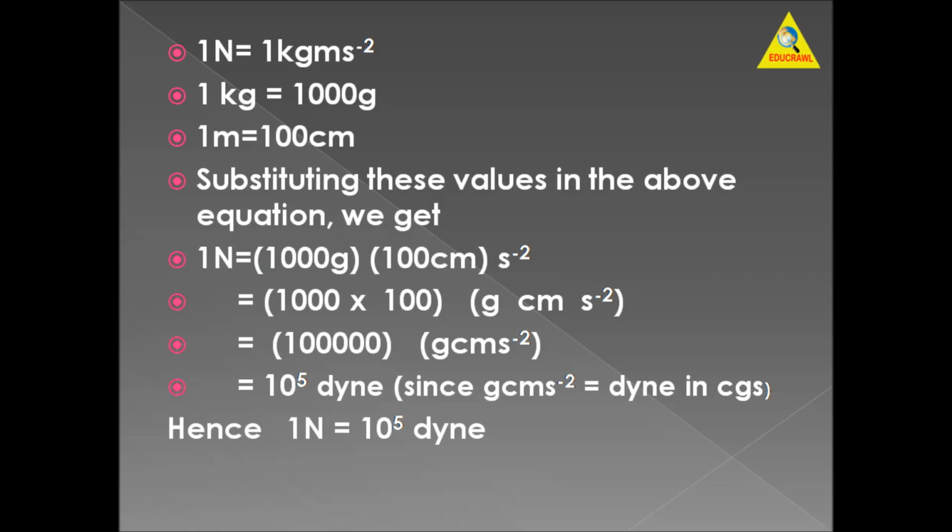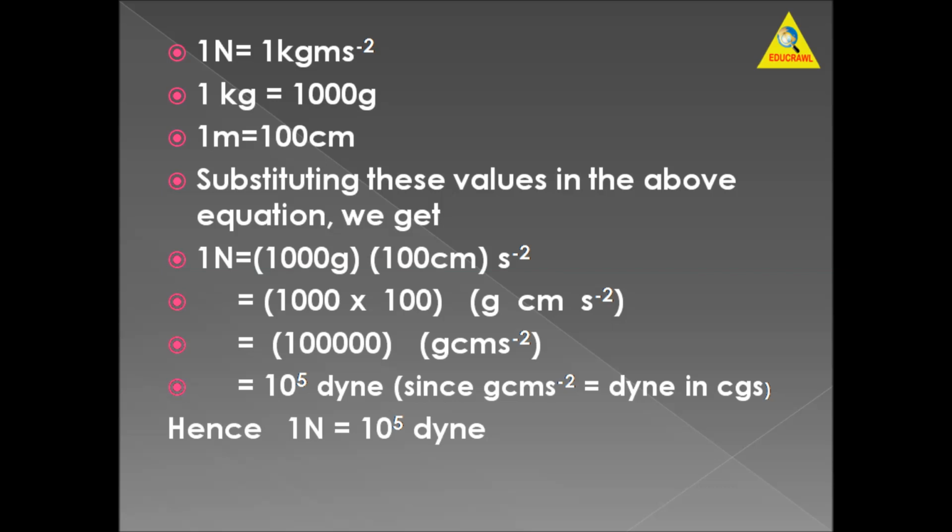Similarly, 1 dyne is the amount of force acting on an object of mass 1 gram that produces an acceleration of 1 centimeter per second square. Now in the same expression F is equal to ma, we apply the CGS unit of force, which is dyne, mass, which is gram, and for acceleration it is centimeter per second square. We get 1 dyne is equal to 1 gram centimeter per second square.